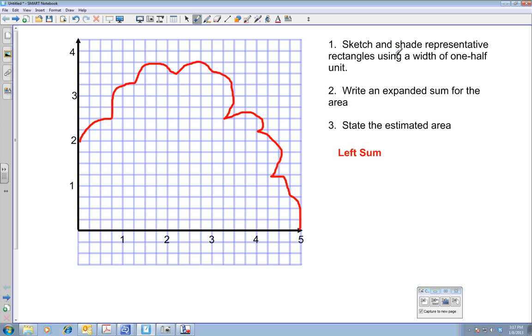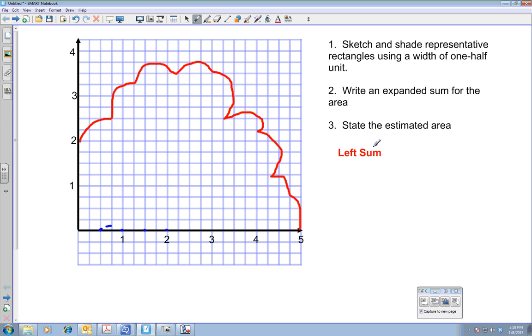So the very first thing we're going to do is draw rectangles, and it says draw rectangles using a width of 1/2. All right, so I know here is 1, so I know that this right here is 1/2. This is going to be a rectangle. Here's my next rectangle right here. Okay, now here's the deal. When we draw these rectangles, we're going to use either what we call a left sum, a right sum, or a midpoint sum. Okay, so here's what that means.